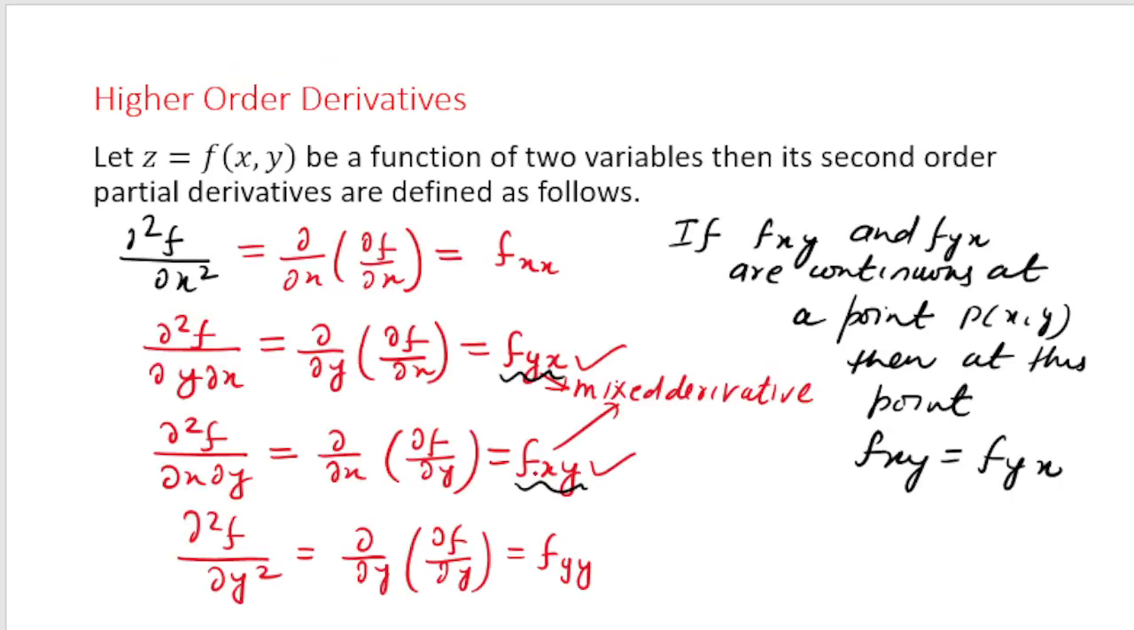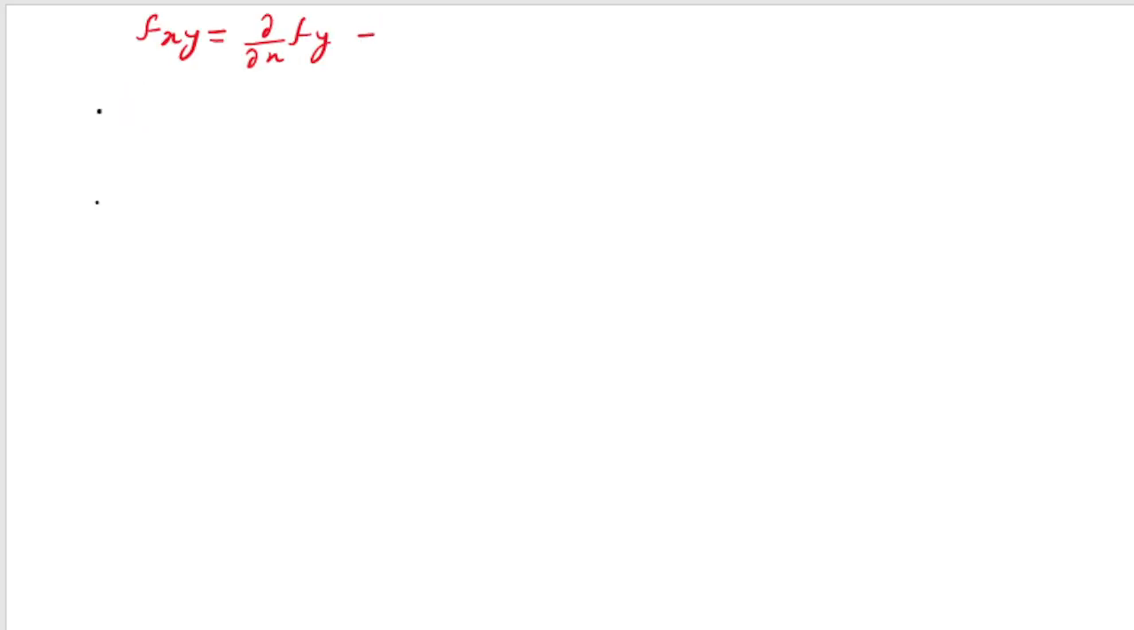So this is basically what? This is basically del by del x of fy. I hope you have seen that. Let me show you this expression, f of xy. So first with respect to y and then with respect to x. You just remember it this way, that if you have to get f of xy, then you start from the right. So first with respect to y and then with respect to x.